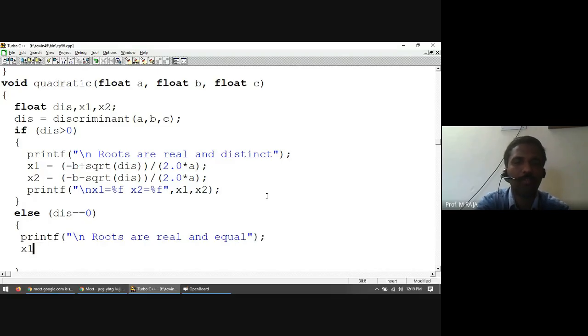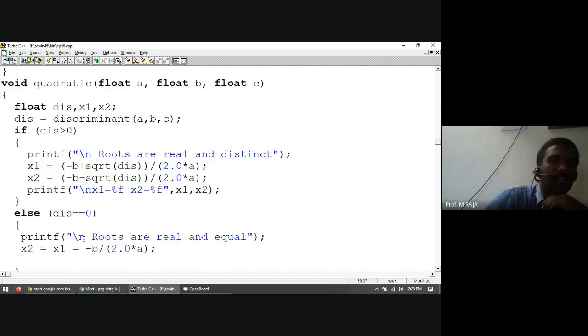How to find x1? x1 is equal to minus b divided by 2.0 star a. Then x2 is also the same result. Even you can write it in a single assignment statement. Say x2 is equal to x1 is equal to minus b divided by 2a.